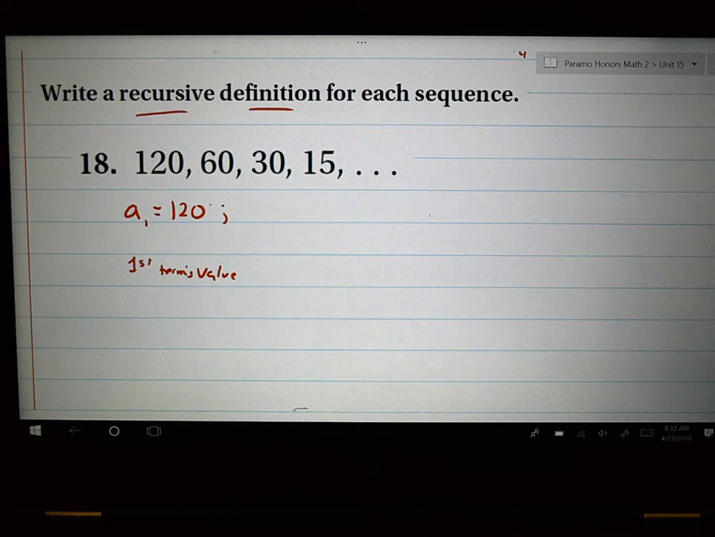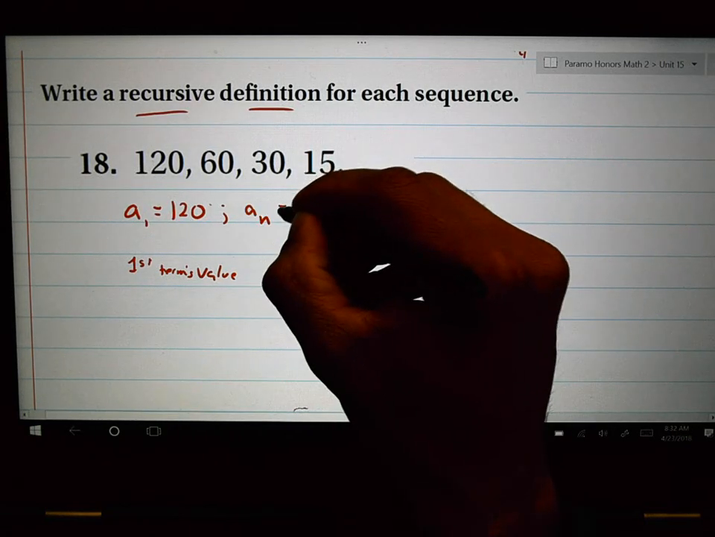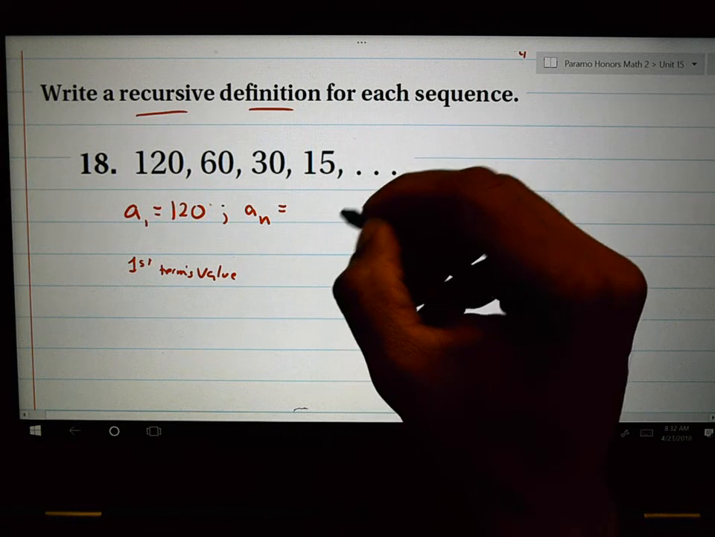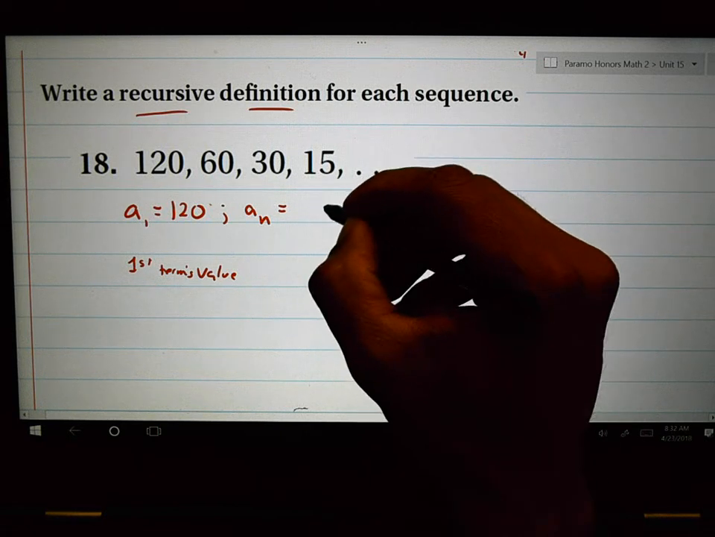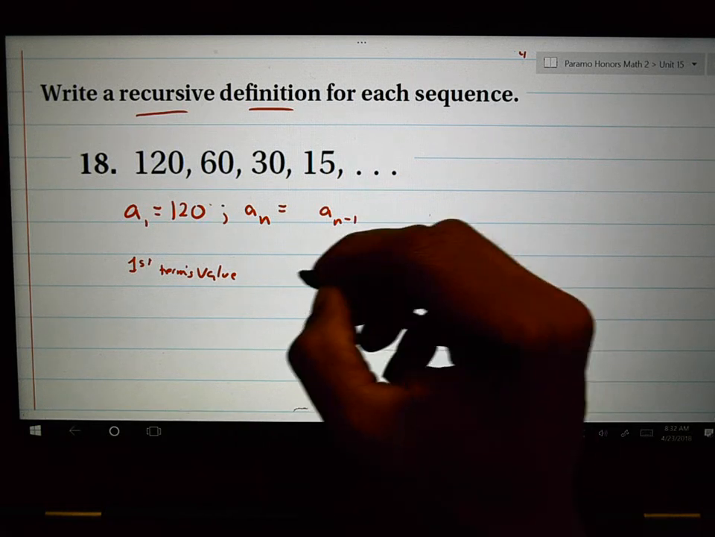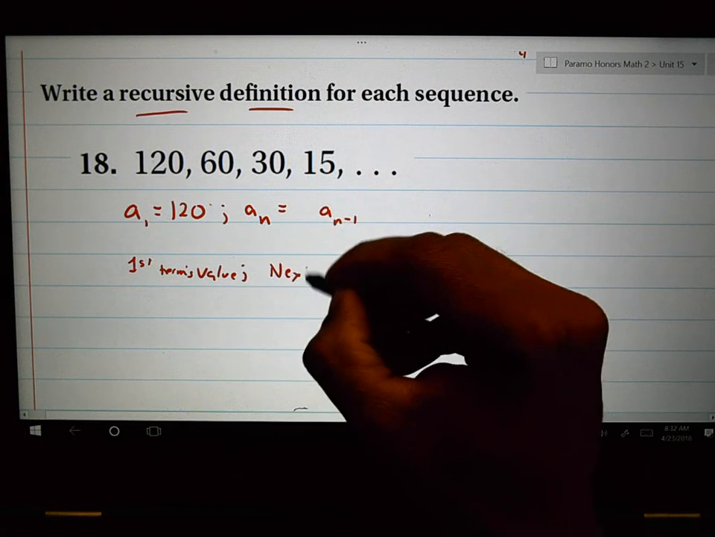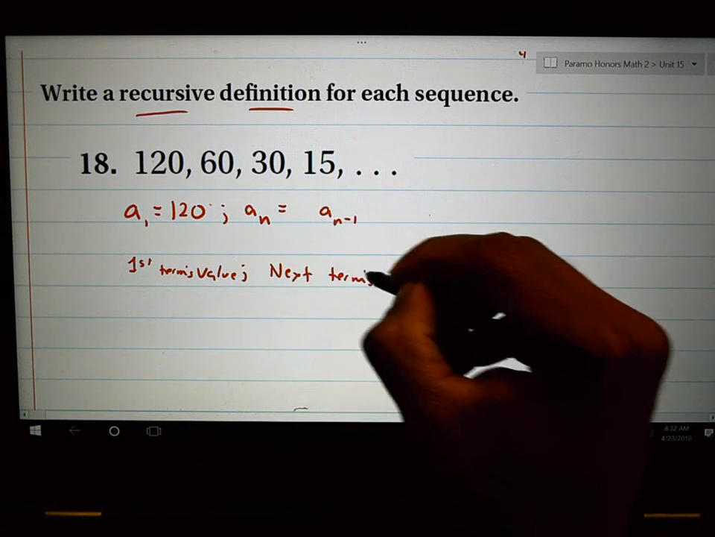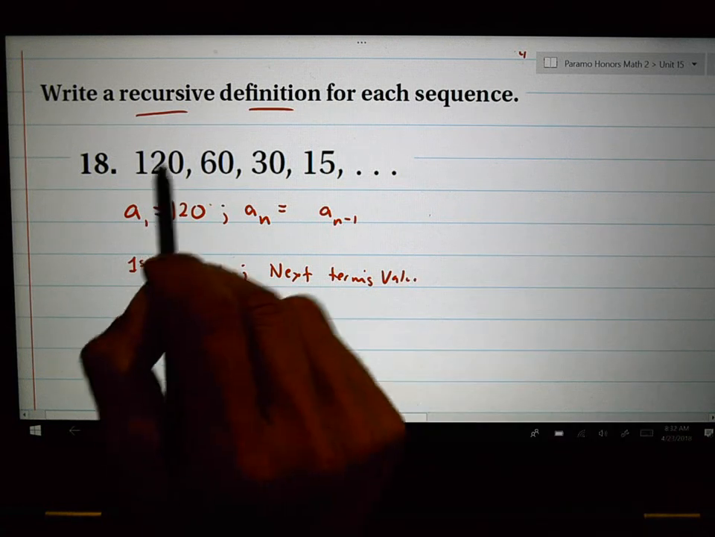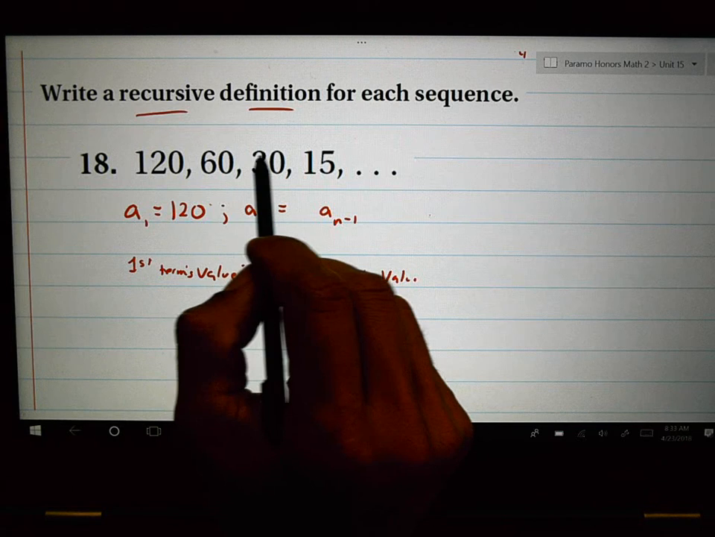And then, if I want to find the next term, I do something to the previous term's value. There has to be an A of n minus 1 involved. This will be the next term's value. Let me just put a colon. Next term's value. What are we doing to go from here to here? And what are we doing to go from here to here? What are we doing to go from here to here?